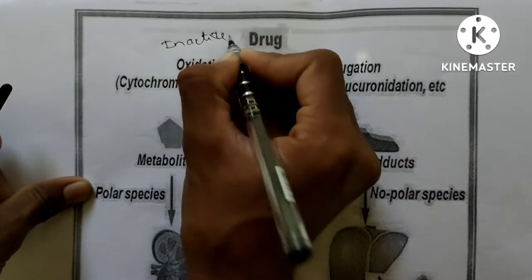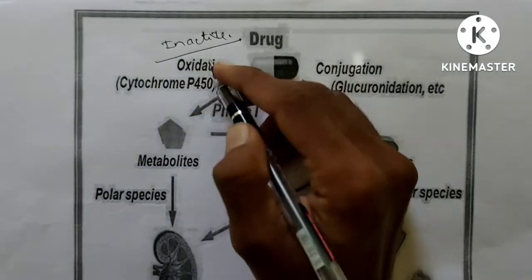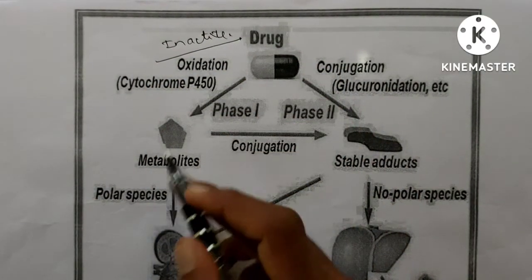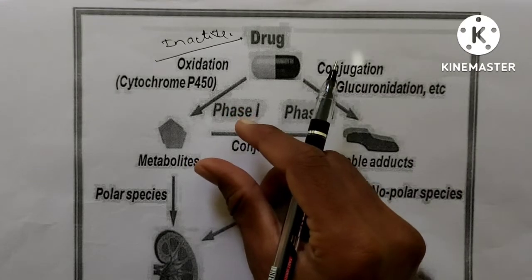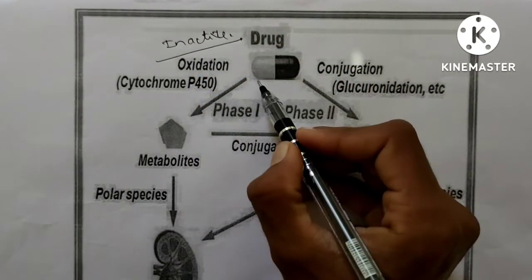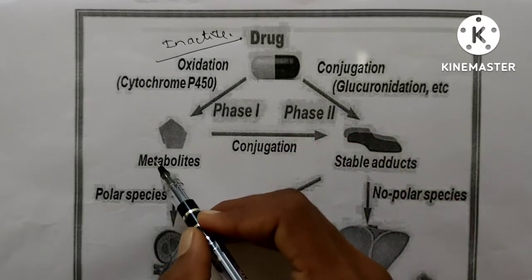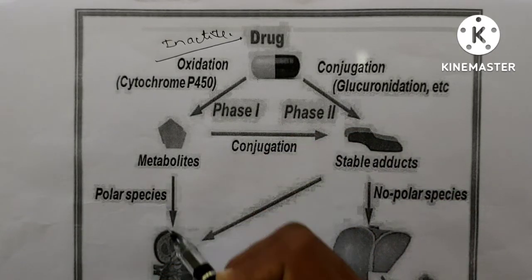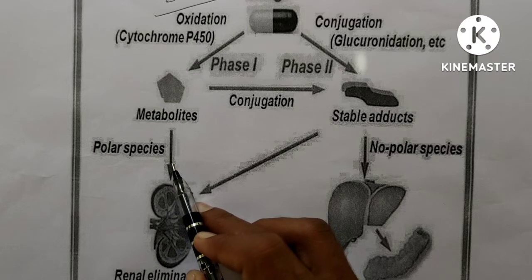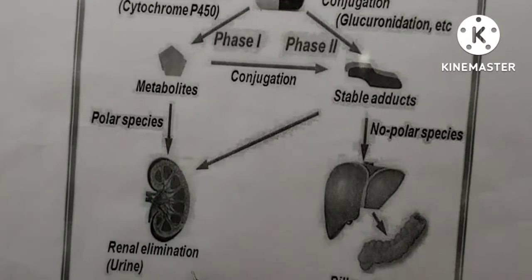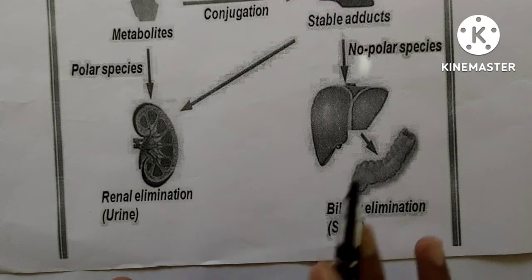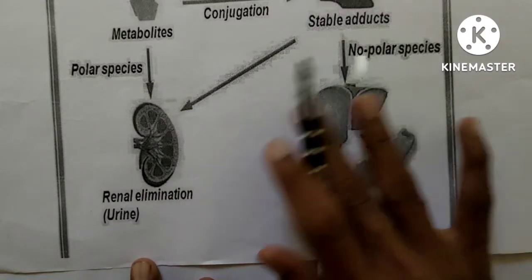understand the concept. This is very important. The inactive form of the drug is converted into the active metabolite, meaning the active drug. Simple: the lipophilic or lipid soluble drug which you were taking is converted into the water soluble metabolite, the polar species. Polar means charged, which can be excreted or eliminated by renal elimination in the form of urine. This is phase 1 metabolism, very simple.